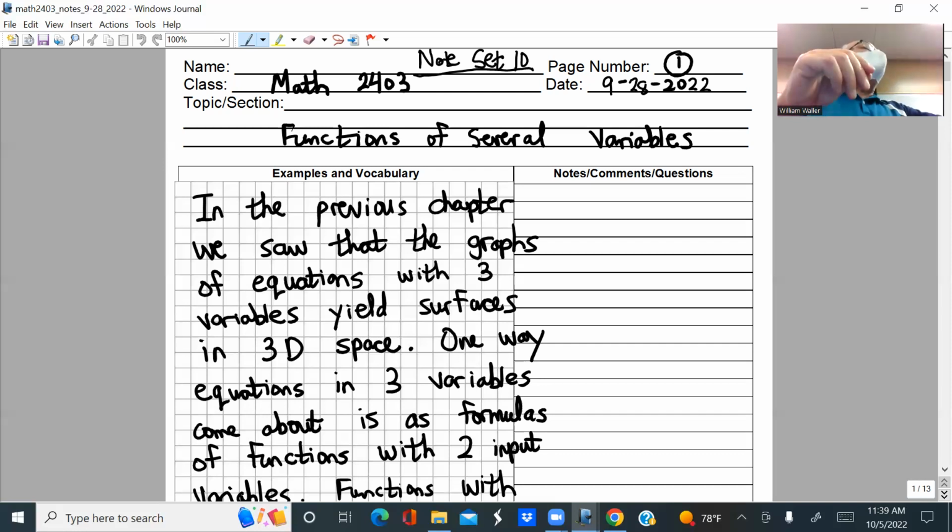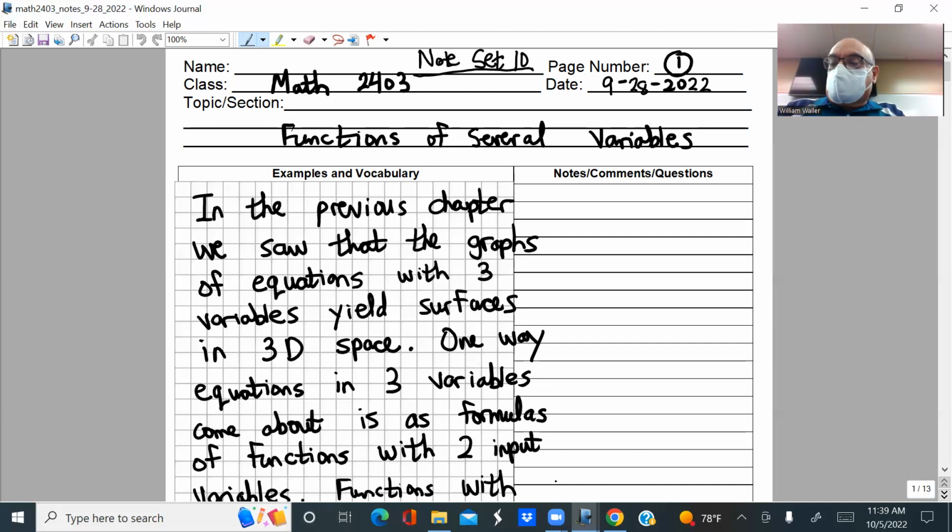If your function rule is a formula, then notice you're going to get an equation with three variables in it: x and y, the input variables, and z, the output variable. So you get an equation from the function with three variables, and of course then you can graph that, and in 3 dimensions, you get a surface.